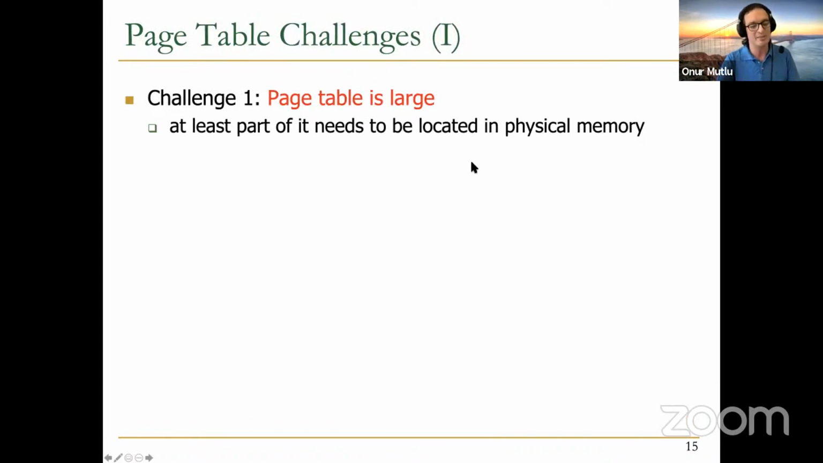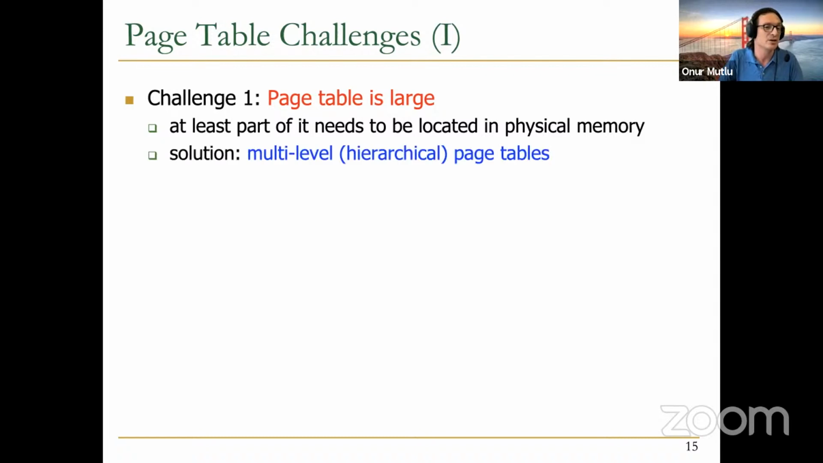Basically, the page table is large, and at least part of it needs to be located in physical memory. You can say, okay, maybe I can put parts of the page table in virtual memory also. But you need to be careful about that, because you should be able to translate the page table as well, right? But at least part of it needs to be located in physical memory so that you can actually find out where the other parts of the page table are in virtual memory and then bring them from the disk. Okay, so it's large, and if it cannot be fully accommodated inside the physical memory, so what do we do?